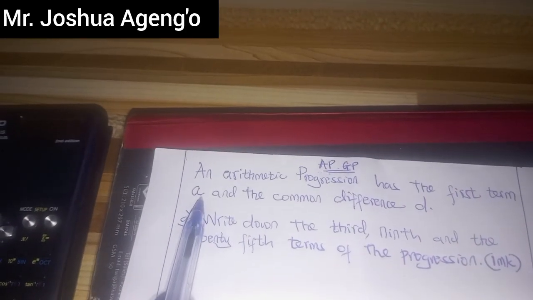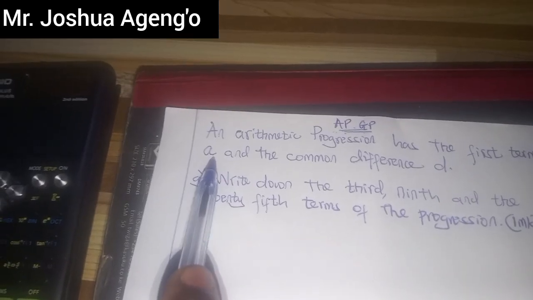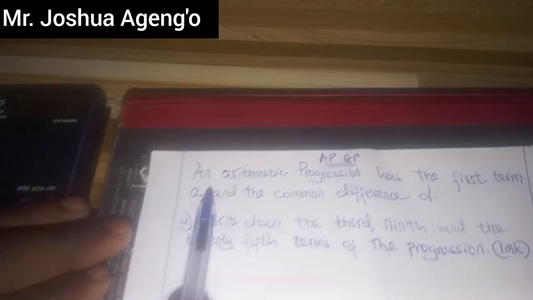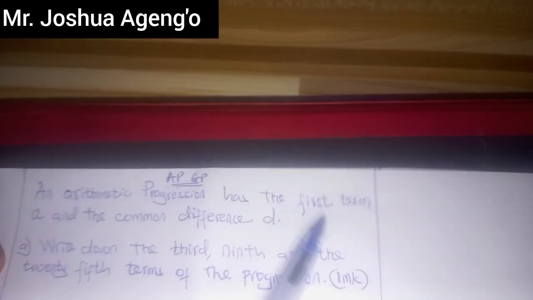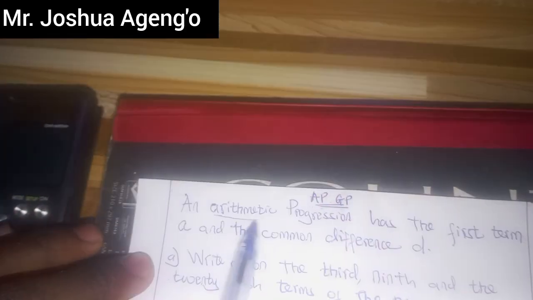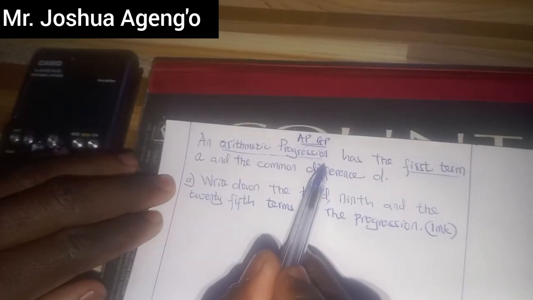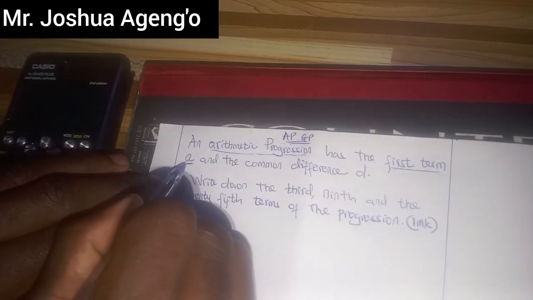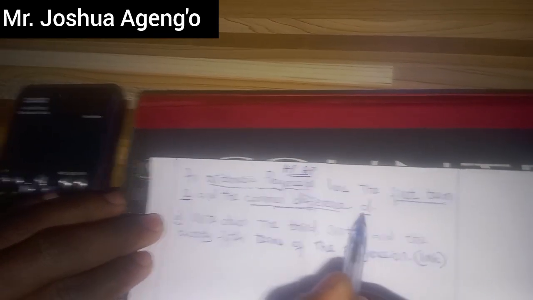So let us look at the equation. This is one of the KCSE questions. If you look at the KCSE past papers, it is there and you will have it there. So we have a question. An arithmetic progression has the first term. It is very important to underline these words. Please underline arithmetic progression and the first term. So we are saying that an arithmetic progression has the first term as A. So the first term is A. And the common difference, so underline that. Common difference, D. So the common difference is D.